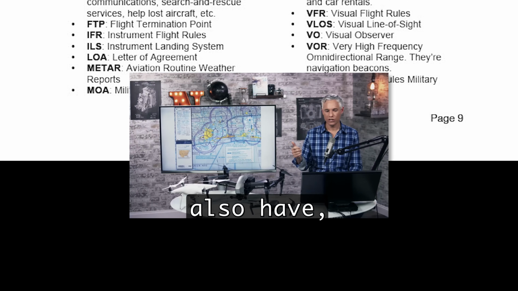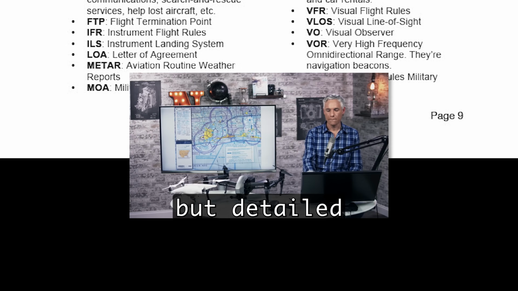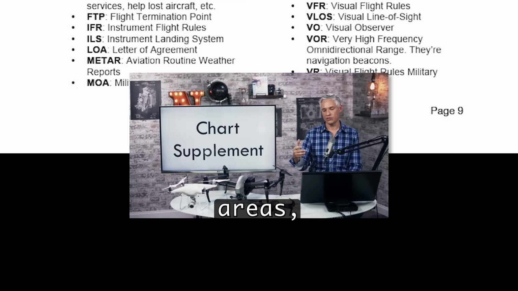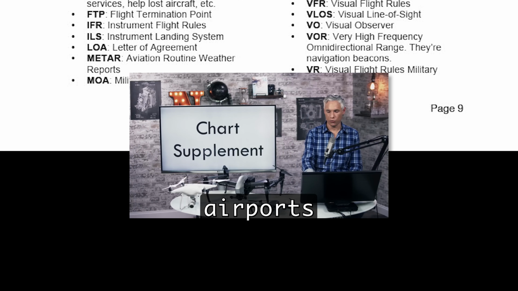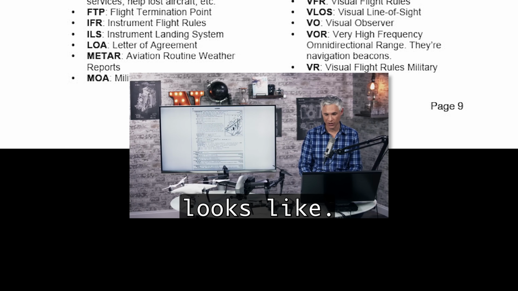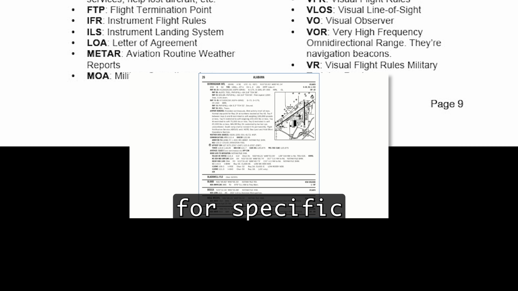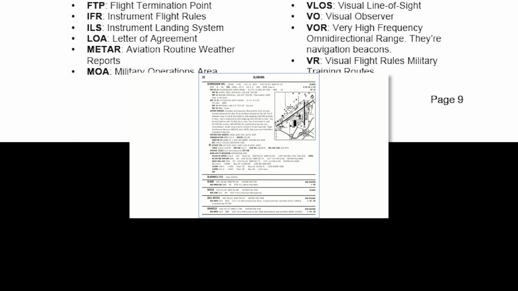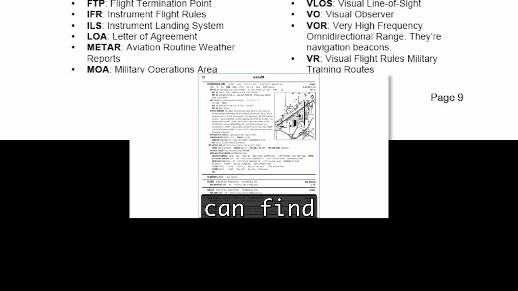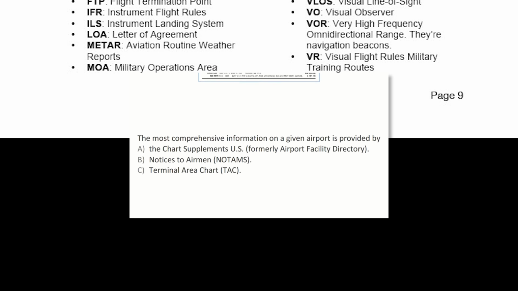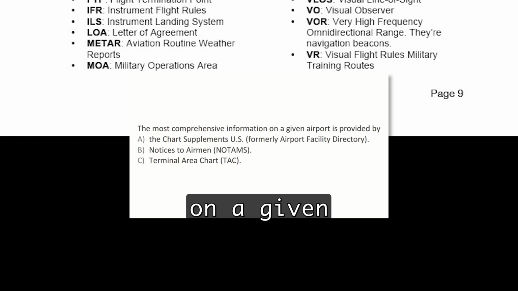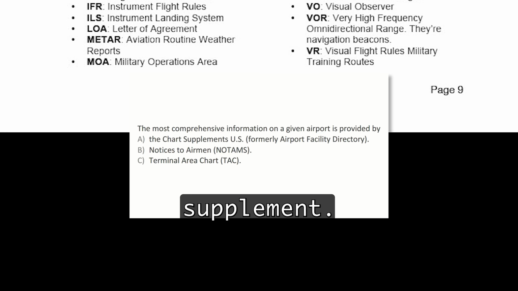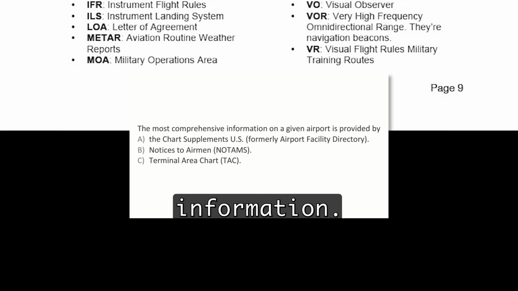Sectional charts also have some information about MOAs and such, but detailed information about MOAs, military operation areas, protected areas, and different airports is in chart supplements, and this is what a chart supplement looks like. It's got lots of pages for specific airports and other protected areas with even more detail. The chart supplement is a book that has way more detail than you can find in that terrible sectional chart. Sample question: the most comprehensive information on a given airport is provided by, it's not the sectional chart, it's the chart supplement. The supplement is the one that provides that detailed information.